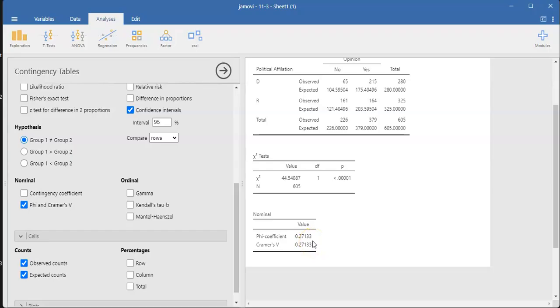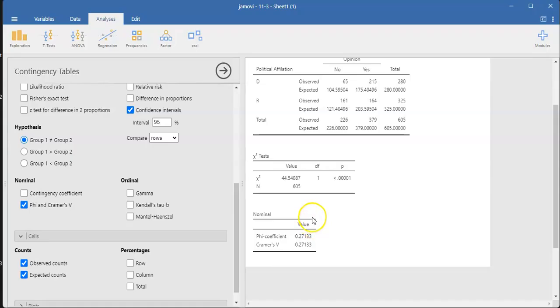Now, when we look at the very last table here, we have our estimates of effect size. We have a phi coefficient and Cramer's V, which are identical for a small design like this, which is a 2x2 design. Okay. Now, when we're interpreting whether or not this is a small, medium, or large effect, we're using cut values or guidelines of about 0.1 for small, about 0.3 for medium, and about 0.5 for large. So in this case, it's about a medium effect.